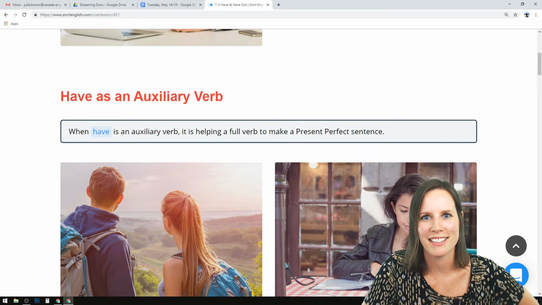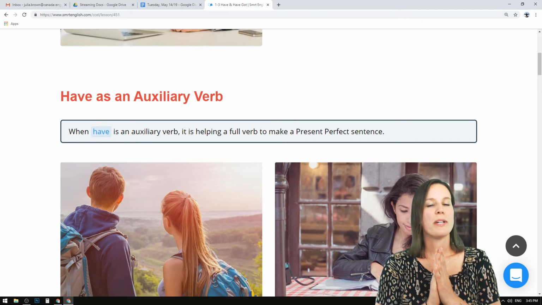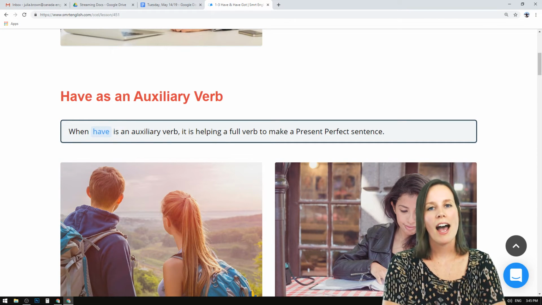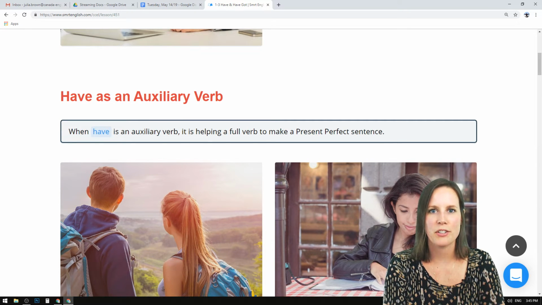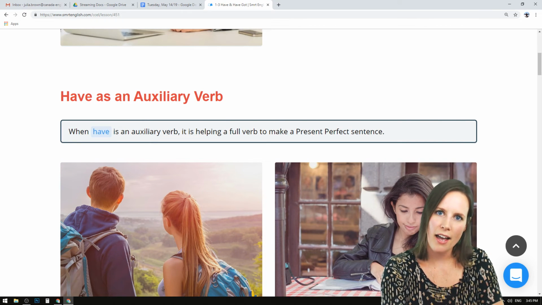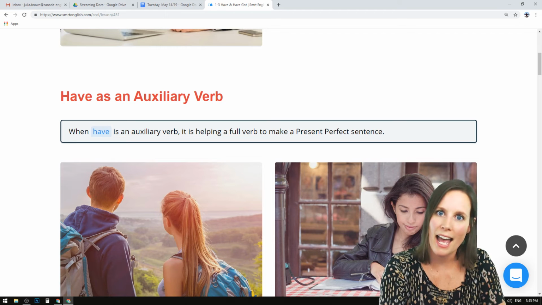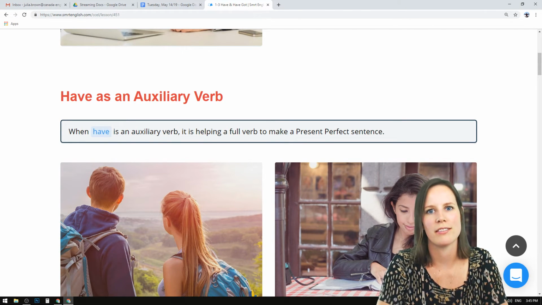Hello from Morocco. Awesome. Okay, so just a quick review. We have talked about have. Have can be an auxiliary verb, a helping verb, to create the present perfect. This is using have and a past participle, right? Of course, it could be had, past participle, have been, verb ing as well.